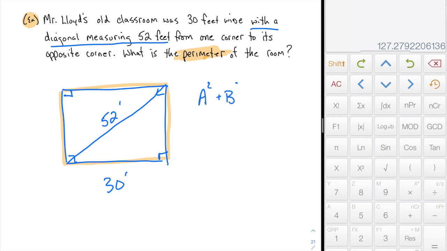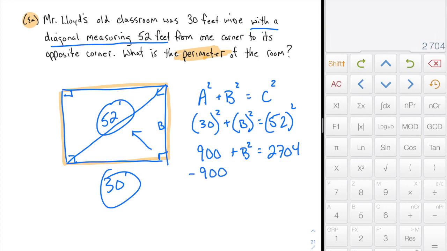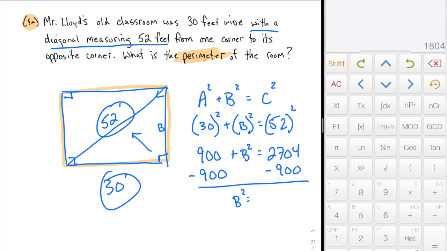I'm going to rewrite the Pythagorean Theorem. I'm going to substitute in my a value, which I'm going to call 30. My b value is just going to be b because I don't know what b is. And my c value is my hypotenuse. It's across from the 90-degree angle. Now, 30 squared is 3 times 3 with 2 zeros, so 900, plus b squared equals, and I don't know 52 times 52, but my calculator does, 2704. I'm going to subtract because I want to solve for b. So subtract 900 from both sides. I'll keep a running total over here with my calculator. I've got b squared equals 1804.